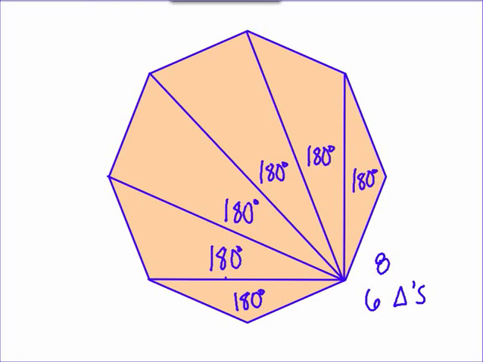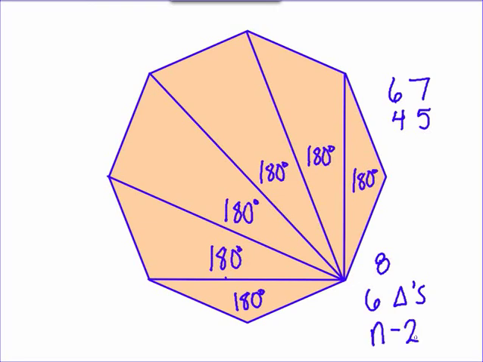If I had a 7-sided figure, how many triangles do you think it would make? 5. If I had a 6-sided figure, how many triangles? It would make 4. So it's going to be making how many less? 2 less than the number of sides. Say for example I have something that's got n sides. What would 2 less than n be? 2 less than n would just be n minus 2, wouldn't it?